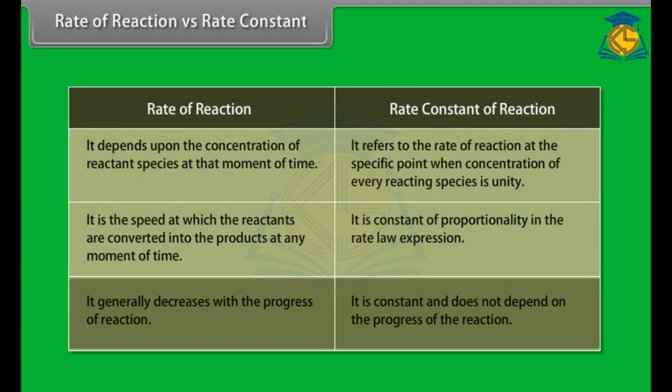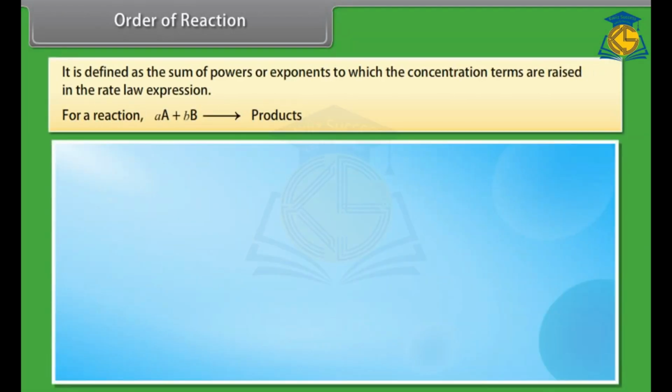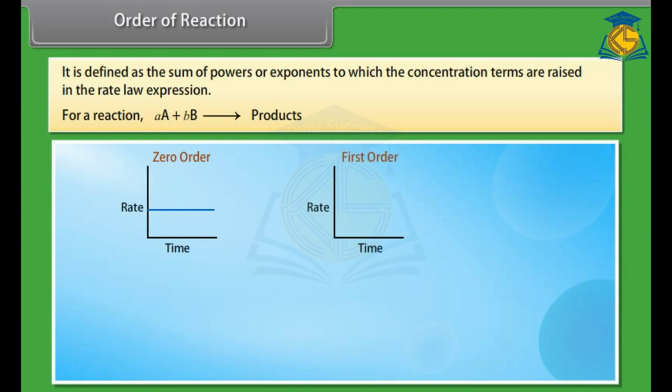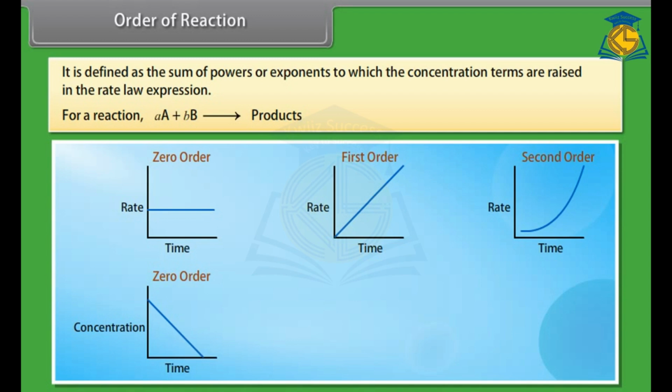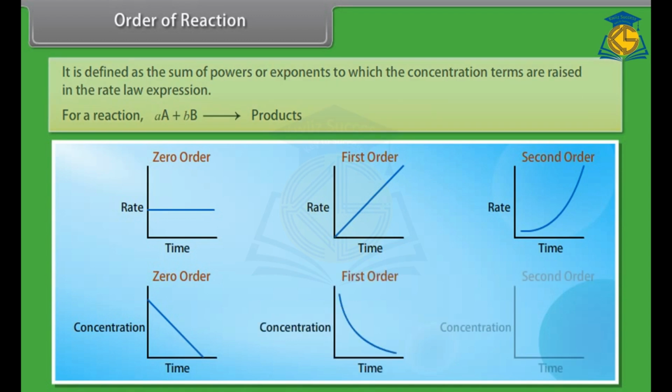Rate of a reaction generally decreases with the progress of reaction, whereas rate constant of a reaction is constant and does not depend on the progress of the reaction. Order of reaction. It is defined as the sum of powers or exponents to which the concentration terms are raised in the rate law expression.